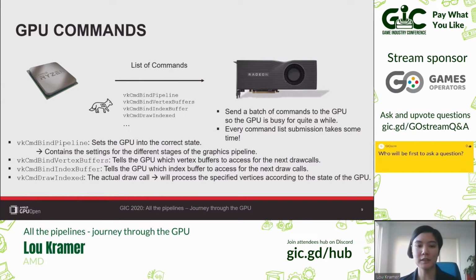So the first one is bind pipeline. Just to note, this VK stands for Vulkan. So these are Vulkan graphics API commands, but the equivalent exists, for example, on DirectX 12. The bind pipeline is just a command that sets the GPU into the right state. So all the different settings the pipeline can have are defined here. And what the pipeline exactly is, I will talk about in detail in the next section of the talk.